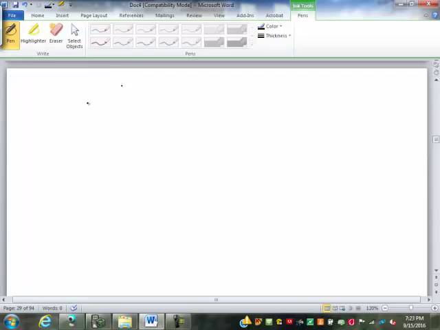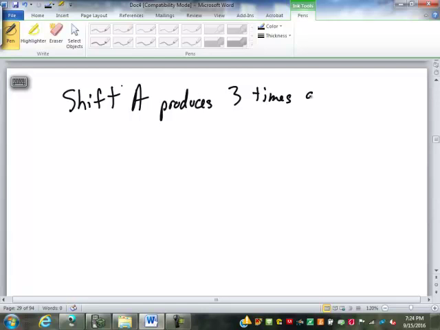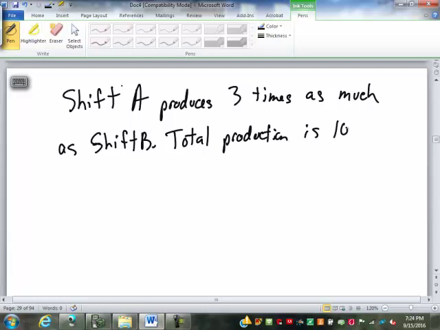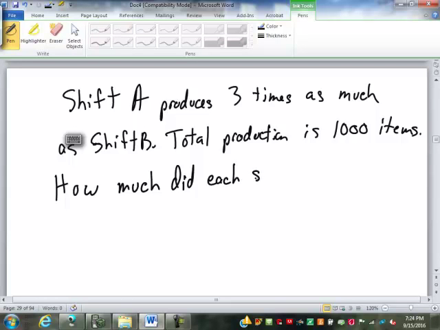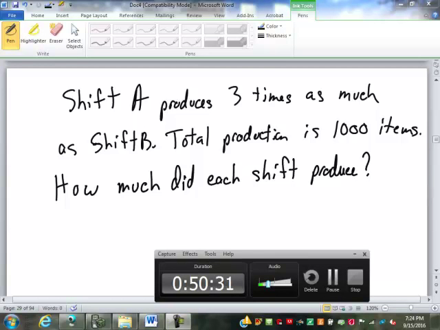Other types of word problems we looked at. Let's say we have something like, let's see here, shift A against shift B. Shift A produces 3 times as much as shift B. Total production is 1,000 items. How much did each shift produce? This one's kind of review from last week, so I'm going to let you try this one in your notes for just a couple minutes.